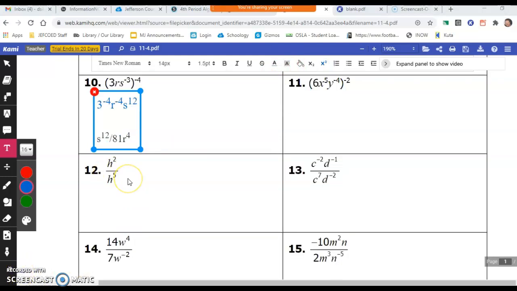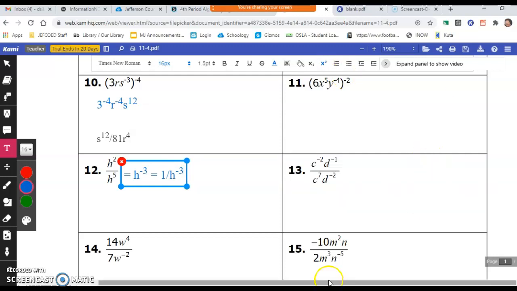All right, so we're going to skip to number 12. And we're going to do one where we've got a quotient rule. Okay? All right, so here, it's no different than what we've been doing. We have h squared divided by h to the 5th. Okay? So h squared over h to the 5th is going to simplify to h to the negative what? 3. Okay? All right, but because of what we already know about negative exponents, we can simplify again. So this is going to simplify one more time to 1 over h to the negative what? 3.